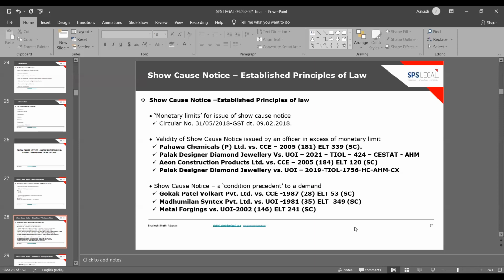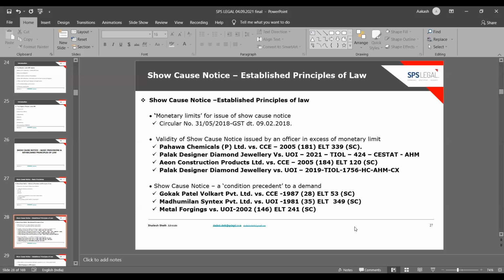So the work is basically divided based on the monetary powers, so that one particular officer does not get loaded under the mounting show cause notices. These monetary limits are notified by the board. I will not go into the details; these are all available on the CBIC site. I'm only giving you the reference.